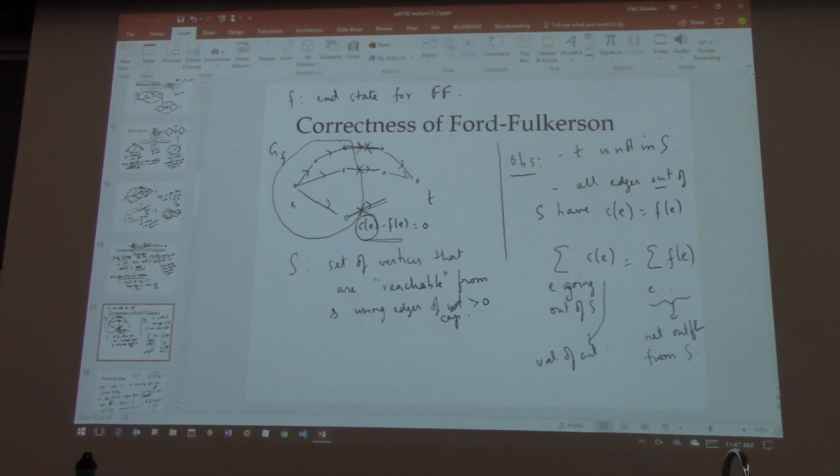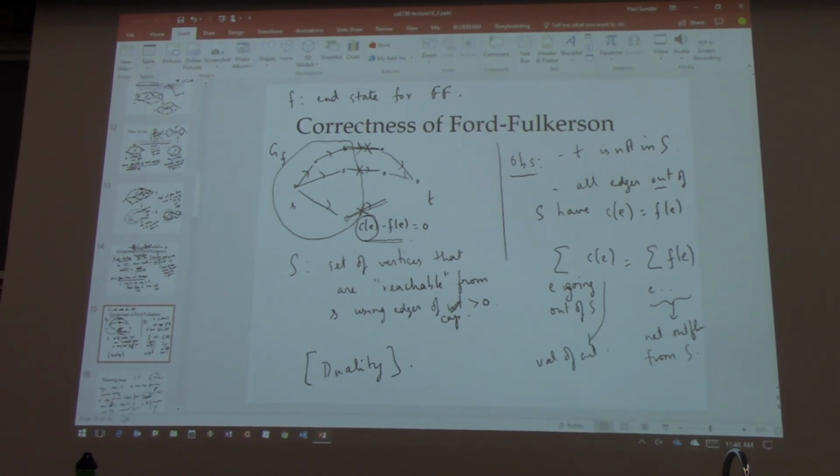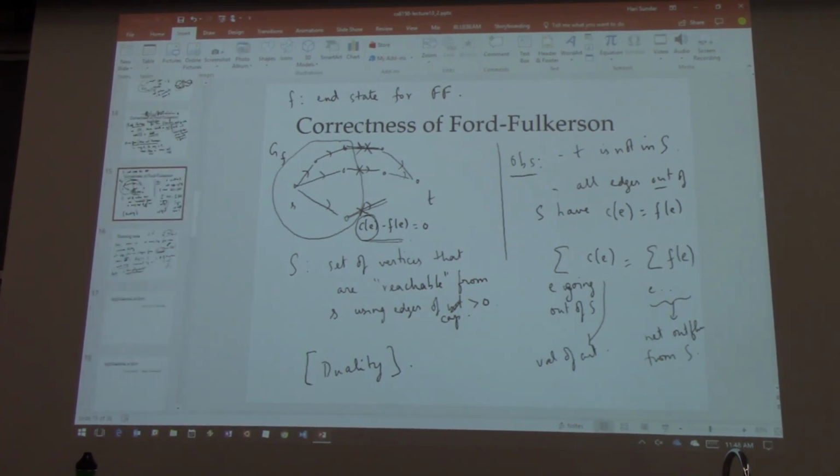You come up with some cut whose value is equal to the value of this flow, and that automatically implies it has to be the minimum cut. So, yeah, that's nice. Okay. So this is actually a more general phenomenon called duality, which we will see. Max flow and min cut are what are called dual problems, and the value of one will always be less than the value of the other. Their optima will coincide.